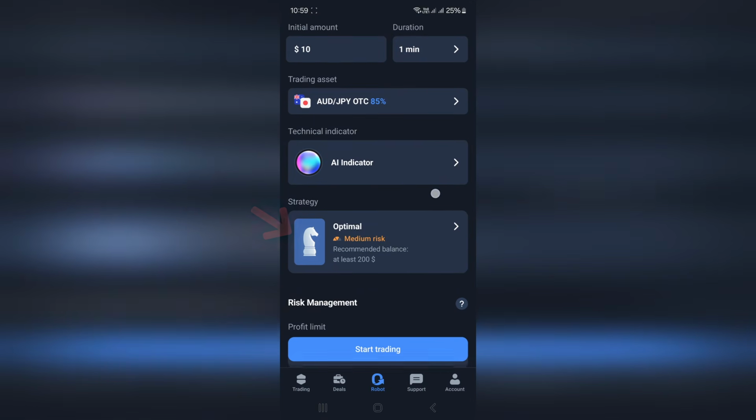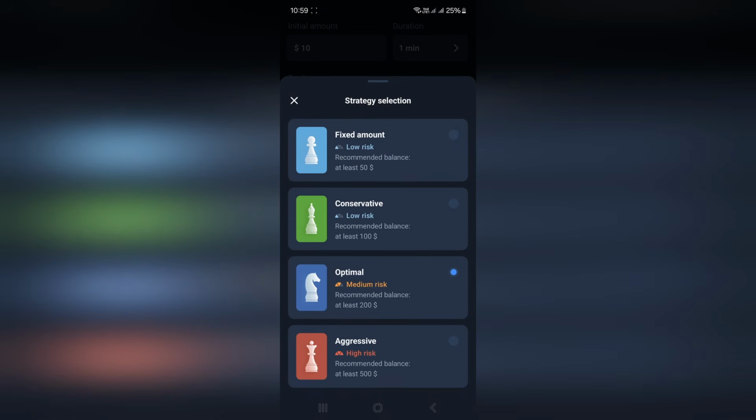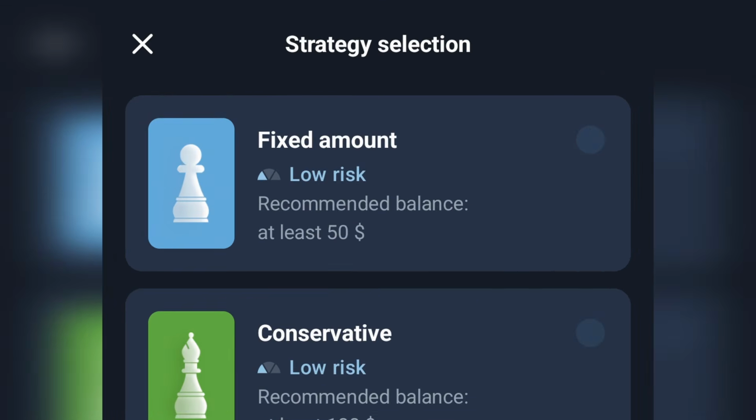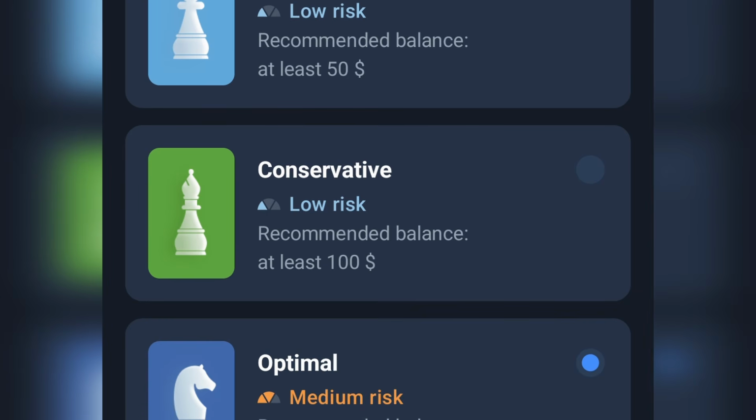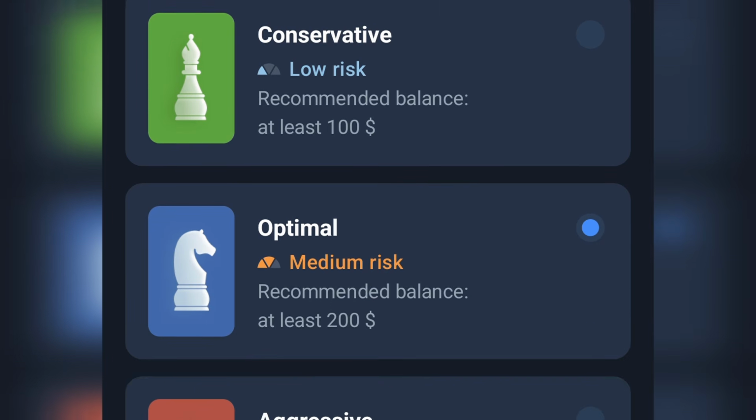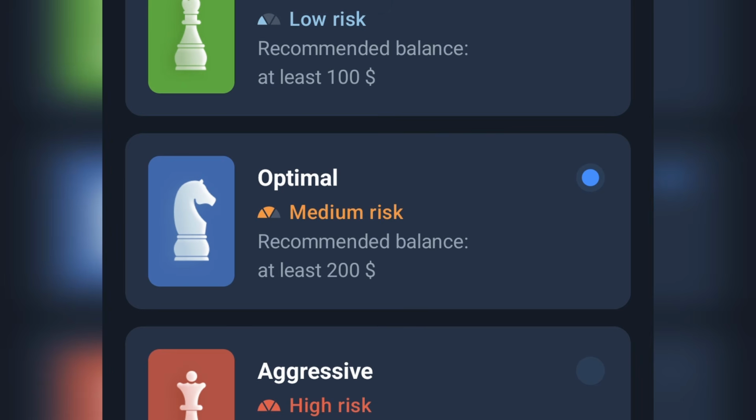The strategy is the most important option in the bot. The Olymp Matix application allows traders to choose from 4 different trading strategies. The fixed amount strategy uses a fixed amount for each trade, making sure not to lose the trader's money quickly. The conservative is also a safe strategy to use. However, the platform recommends only using this if you have more than $100 in your account. The optimal strategy is a bit riskier strategy.